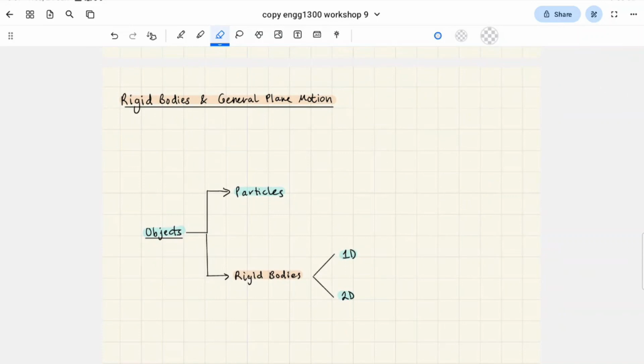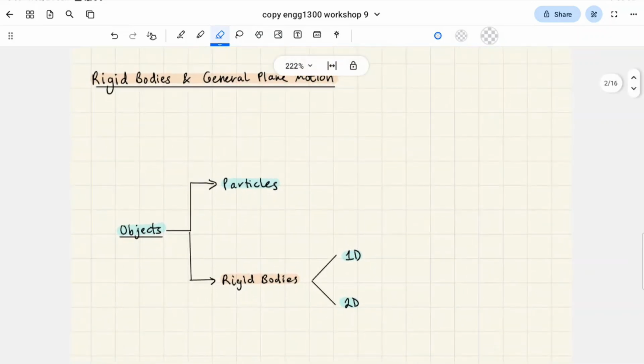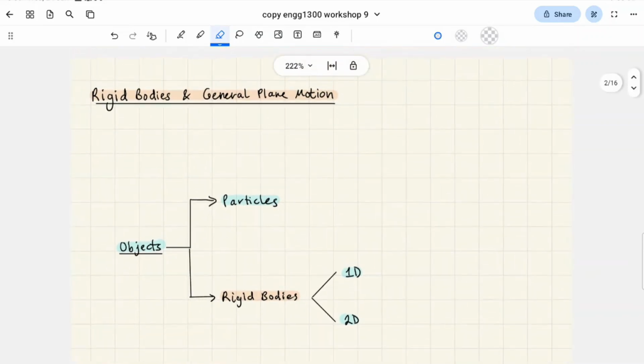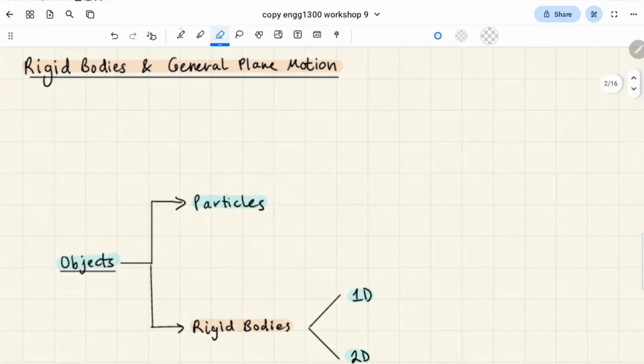As usual, I'm going to start quite broad with the general concepts, and then move on to more specific formulas, and then worked examples, right? So firstly, I've mentioned the word rigid body a few times already throughout the course, so I just wanted to differentiate it from particles, right?